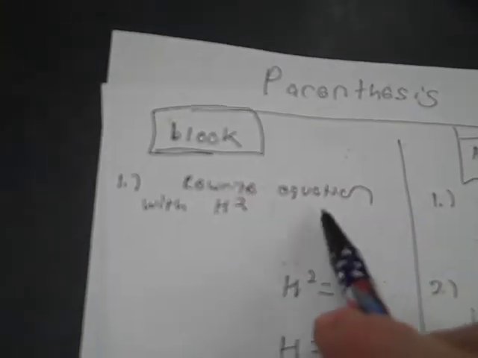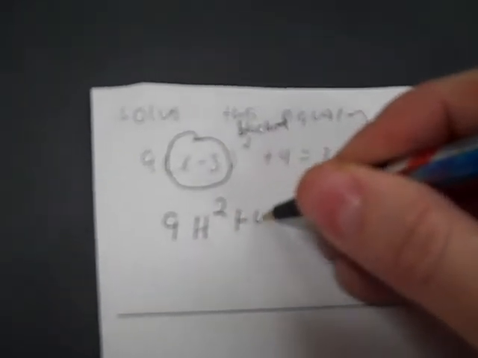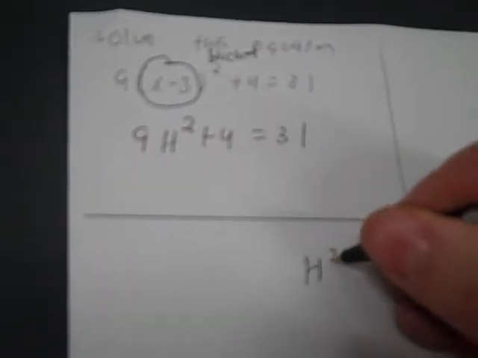So what you do is you first rewrite the equation with h to the second without the parentheses. So we remove the parentheses from the equation and we put h to the second. Now it's going to have a 9 in front of it. It's going to have a 4 being added to it, and then equals 31. And from there we put h to the second equals, just like it says, h equals. And then we make this table over here. And we put two equations because that's where we bring back the x minus 3.